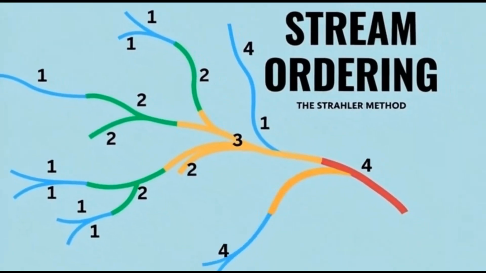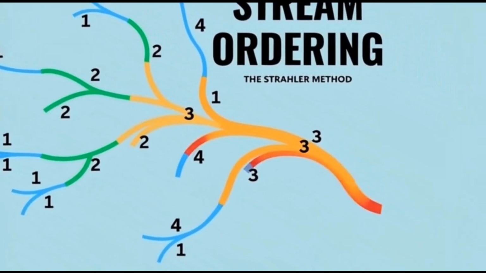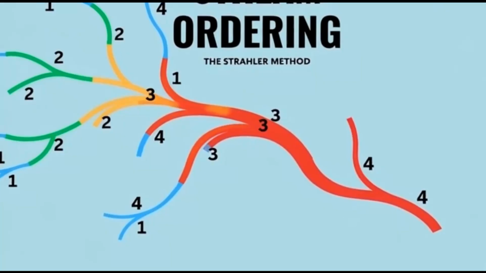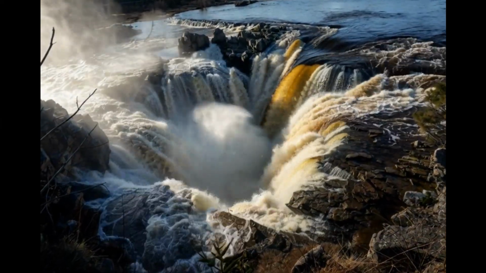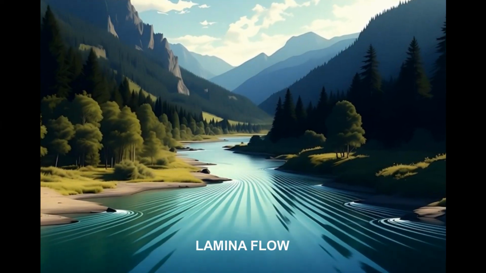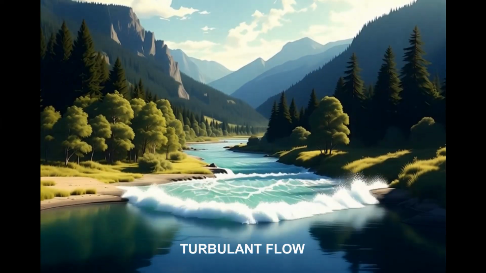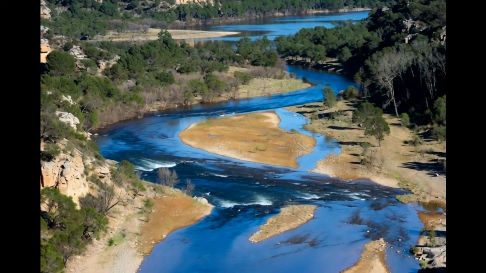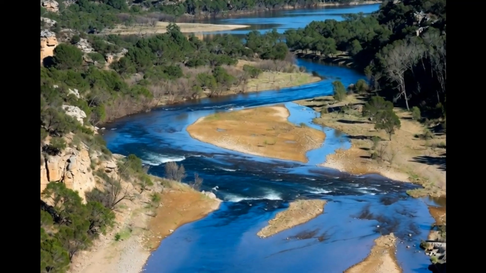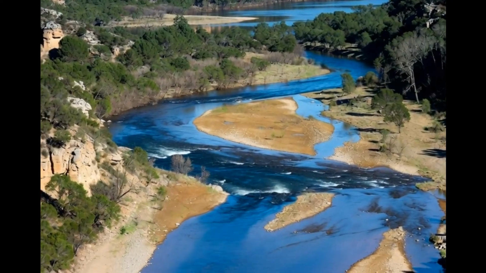Finally, we look at stream order and discharge. A stream order classifies rivers from first order, smallest, to higher orders as tributaries join. River discharge is the volume of water flowing past a point per second. Laminar flow is smooth and orderly, while turbulent flow is chaotic and fast. Stream order and discharge help manage water resources, predict flooding, and study river dynamics.